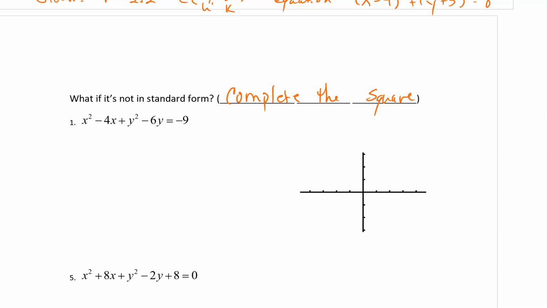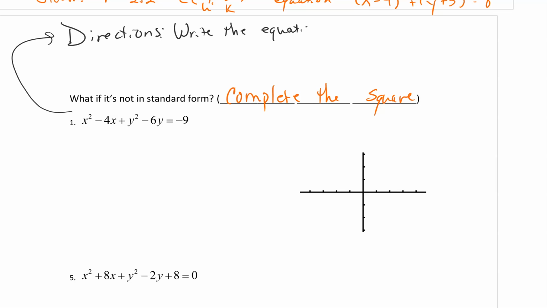Now, my friends, I need you to add some directions that should go right above all my examples here. So let's use a different color. So let's use the directions. Okay, here's my directions. We're going to write the equation of a circle into, and we're going to call it standard form.